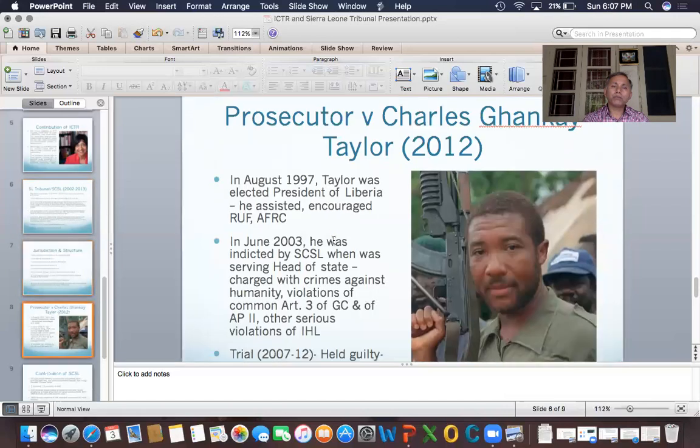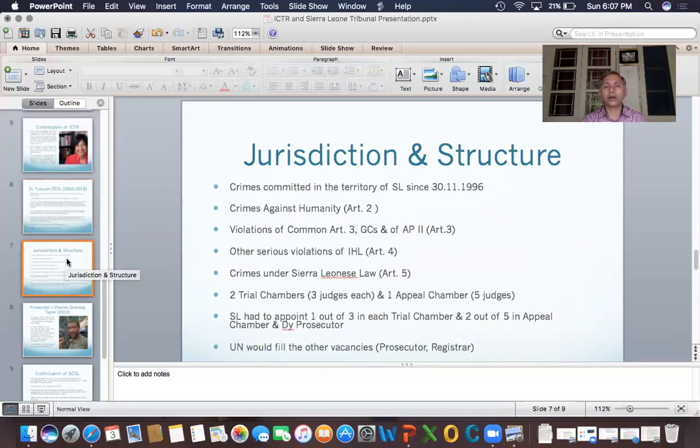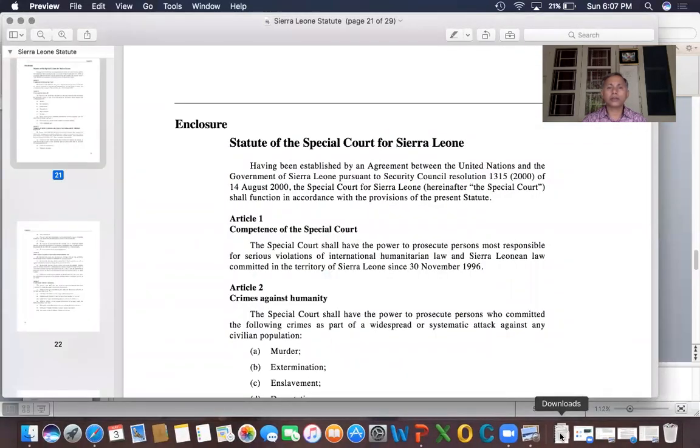Now, if you look at the jurisdiction of this Special Court of Sierra Leone, you will find that the jurisdiction is given in the statute of the Special Court of Sierra Leone. If you look at Article 1, it says that this court has the power to prosecute persons who are most responsible for serious violations of IHL and Sierra Leonean law committed in the territory of Sierra Leone since 30th of November 1996. If you remember, I told you that this civil war had started in 1996 itself. So the court's jurisdiction was since 1996.